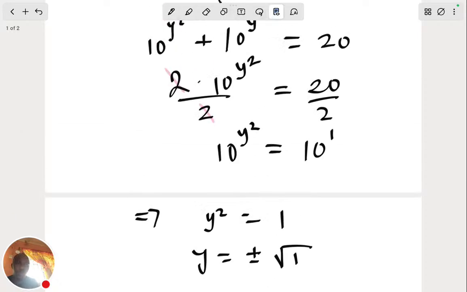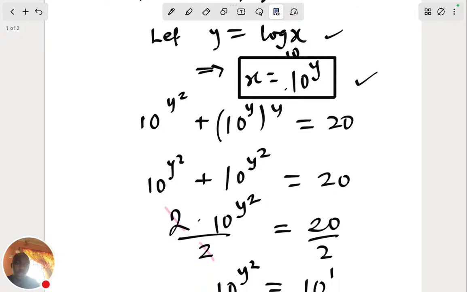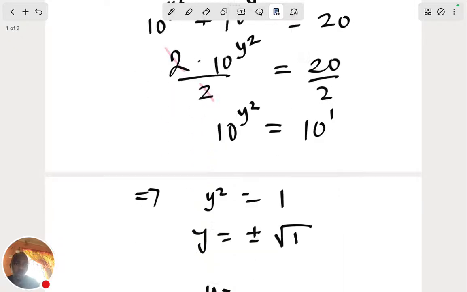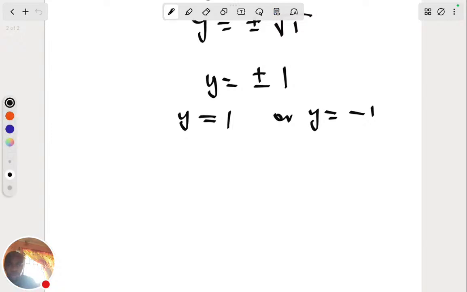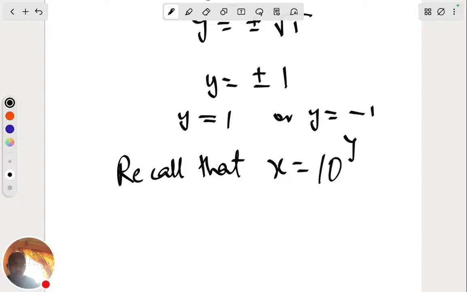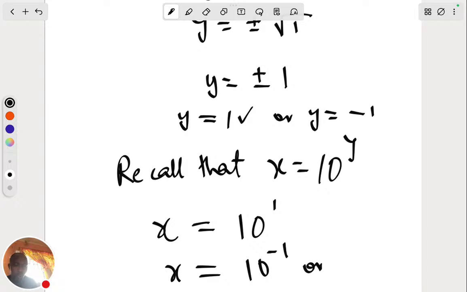But don't forget that we've already stated that x is 10 to the power of y. So we are going to do replacement. Recall that x equals 10 to the power of y. Therefore, when y is 1, we have x equals 10. Then the second one, when y is minus 1, we have x equals 10 to the power of minus 1, or we can write it as 1 over 10. And that is the solution to the problem.